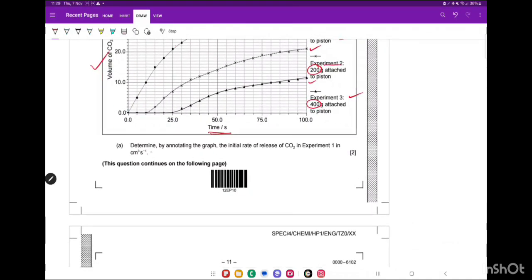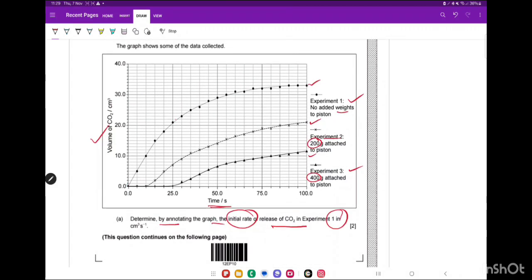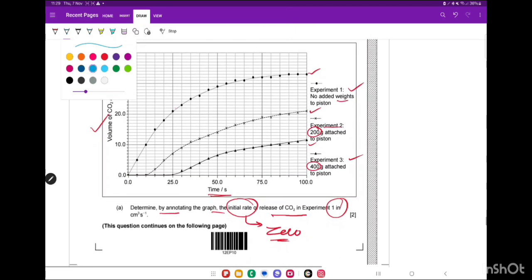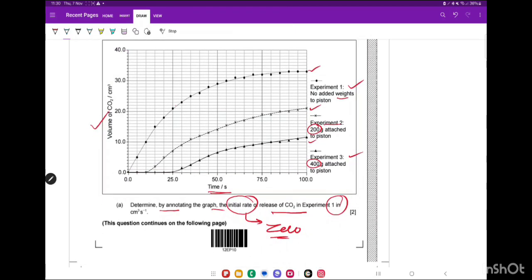Now, question 1 is to determine, by annotating on the graph, the initial rate of release of CO2 in experiment number 1 in centimeter cube per second. Whenever we have to determine the initial rate, the tangent should be plotted from the 0 point, that is, at time t equals 0. If you plot a tangent on graph 1 at time t equals 0 and find the slope of the tangent, we will get the initial rate.